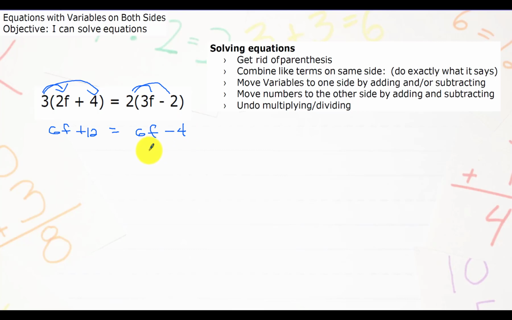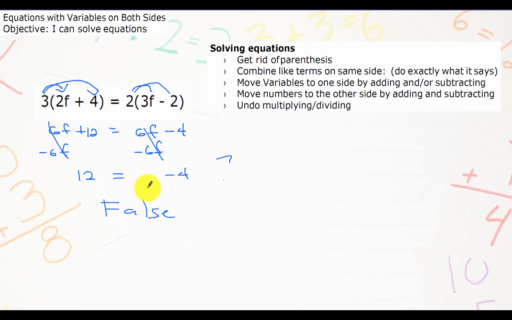Undo our variable. Well, we don't have any like terms here, so we have to undo the variable. Subtract 6f to both sides. Using additive inverse, we have here 12 equals negative 4. Is 12 equal to negative 4? This one is false. This will never be true.